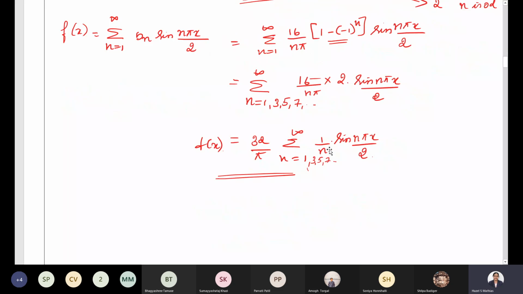You can expand that and write. Suppose if they ask you to deduce something, sometimes it will be given pi square by 8 equal to 1 by 1 square plus 1 by 2 square plus 1 by 3 square. Sometimes they ask you to prove this. In that case, you need to substitute for n and get that value. If they have asked you only to get the Fourier series expansion, then you can stop till here.